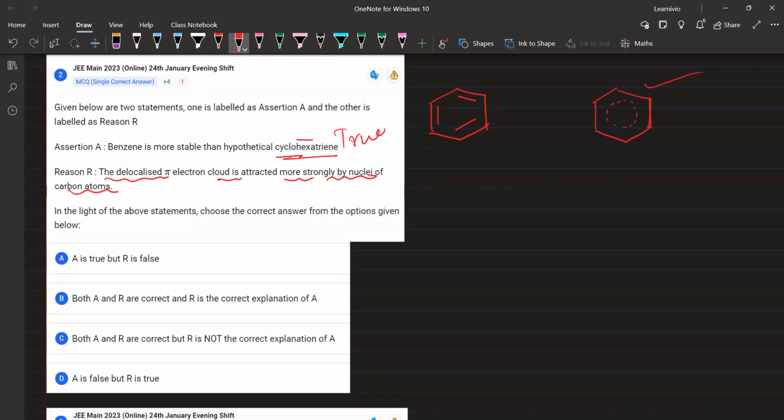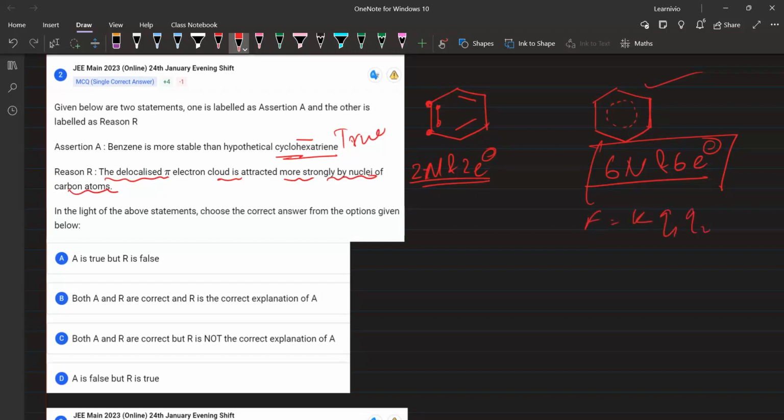But here, these 2 nuclei are attracting 2 electrons, a pair, and here we have 6 nuclei and 6 electron interaction. So with 6 nuclei and 6 electrons, obviously here you have more positive charge and negative charge both. That is why, according to Coulomb's law, the force of attraction will be higher. F is equal to K into Q1 Q2 upon R square.